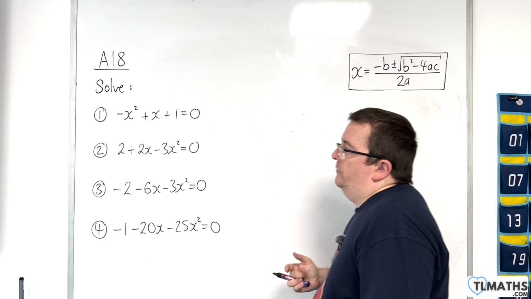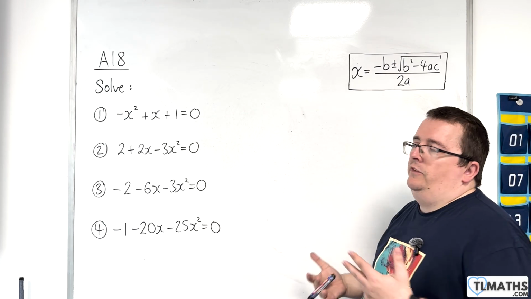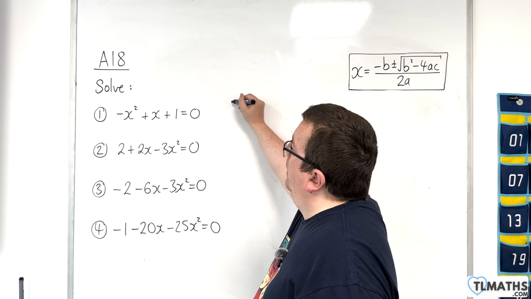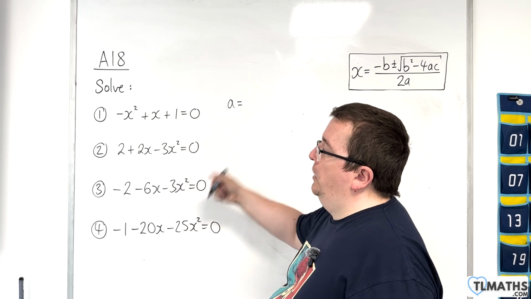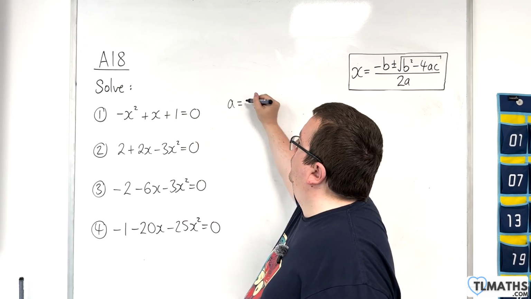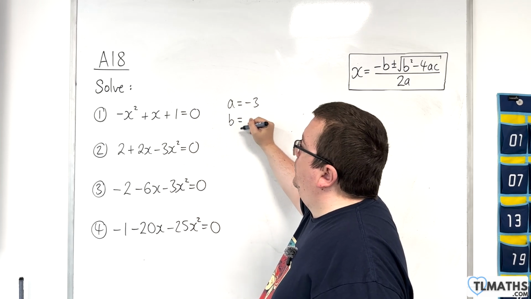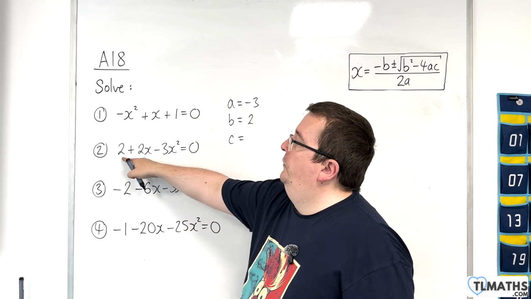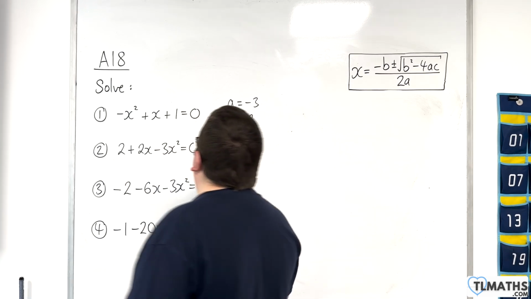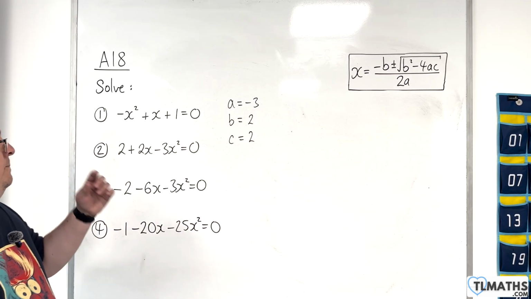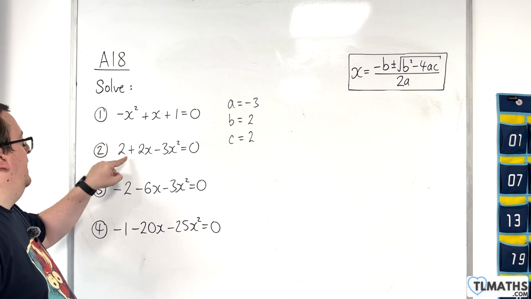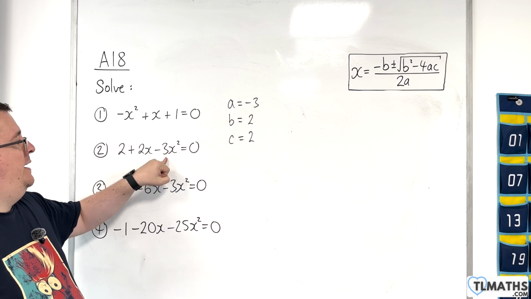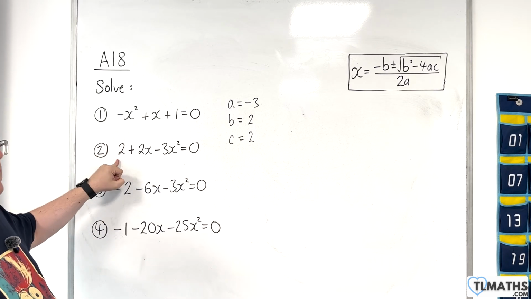So number 2, I've purposely written the terms in a different order, but I don't even need to reorder them here. I could just go straight in and say a is the coefficient of x squared, which is minus 3. b is the coefficient of x, which is 2. c is the constant term, 2. Okay, so the incorrect thing would be to say that that's a, that's b, that's c in that order, right? a is the coefficient of x squared, b is the coefficient of x, c is the constant term.